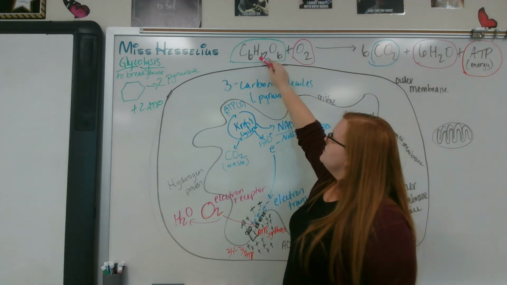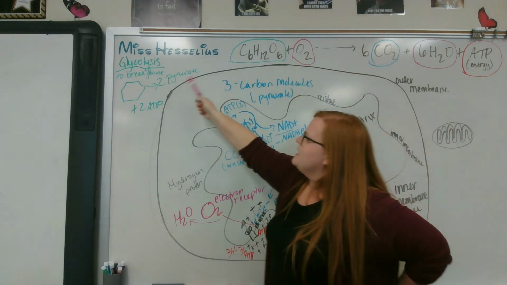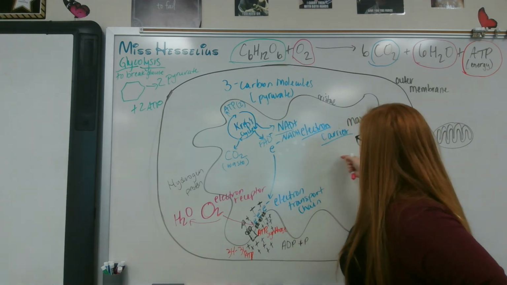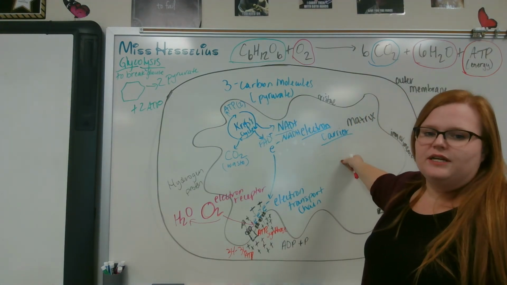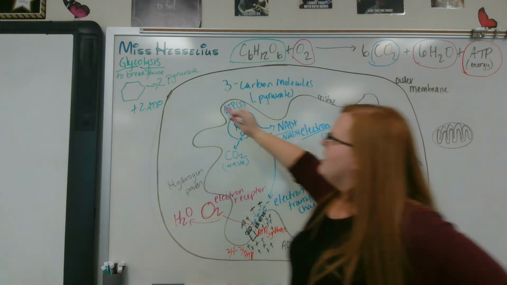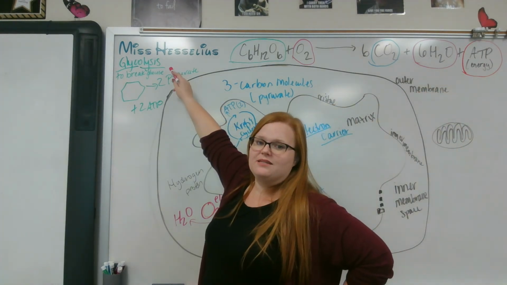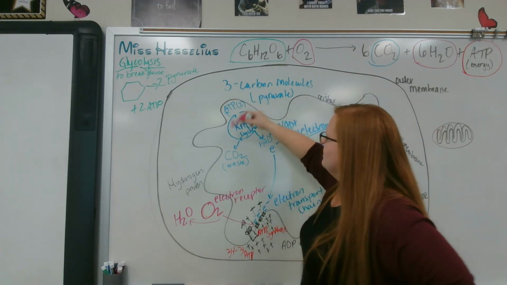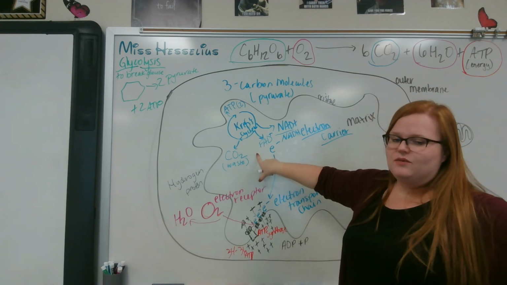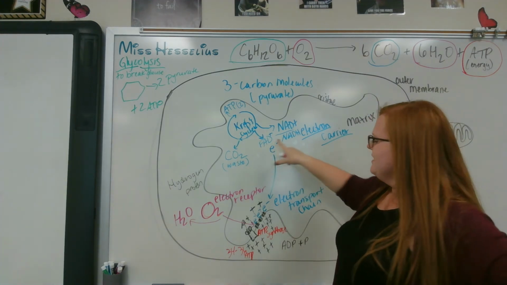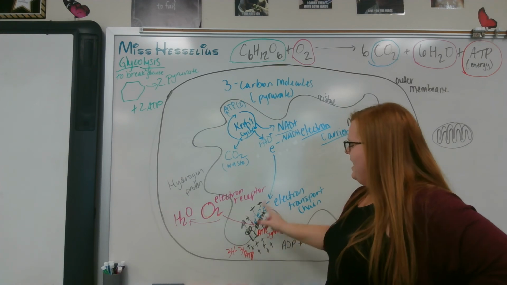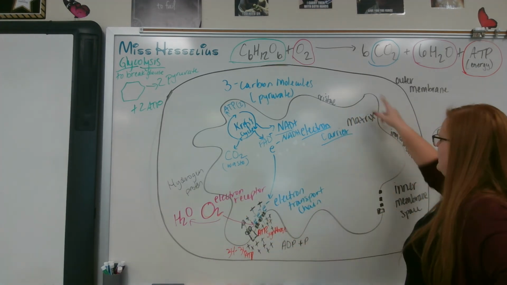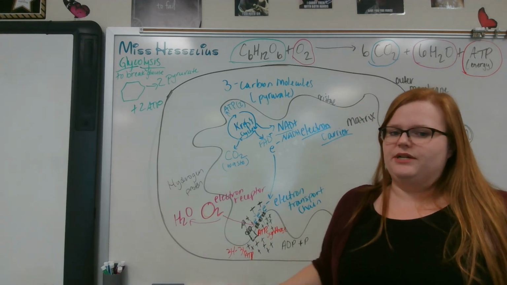We start with glucose, and it breaks down into 2 3-carbon molecules, which go to the Krebs cycle, which happens inside the matrix of the mitochondria. This is important. Glycolysis happens in the cytoplasm. It doesn't actually happen in the mitochondria. Then the Krebs cycle happens in the matrix, which is inside the mitochondria. And then the electron transport chain occurs across the membrane of the cristae in the mitochondria.